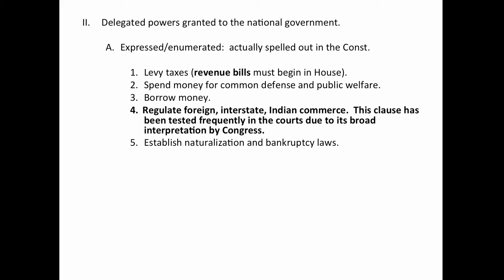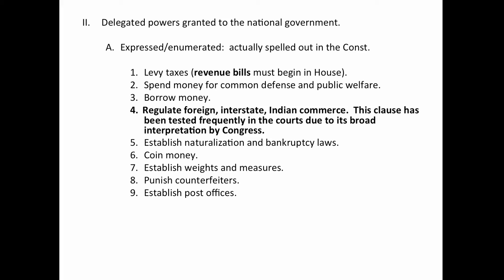Number 5, establish naturalization and bankruptcy laws. So naturalization is like citizenship. Bankruptcy, hopefully we don't have to learn what that is. I've never learned. Hopefully none of you will ever have to learn about bankruptcy. Coin money, okay? Establish weights and measures. Our weights and measures are very different compared to the rest of the world. We are not on the metric system. Punish counterfeiters. Please do not counterfeit. It's against the law. Congress will punish you.